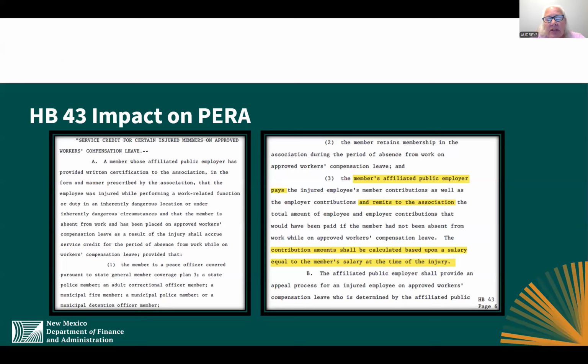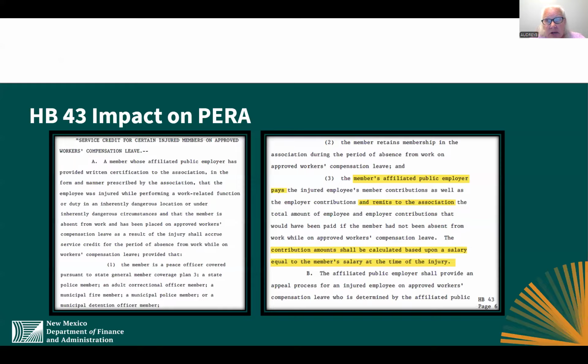Now, House Bill 43 also has in it an impact on PERA. And House Bill 43 indicates that the agencies are responsible for 100% of the PERA contributions that the employee would have contributed had they continued to be paid through the state. So this again is a very specific set of employees and a very specific reason for the absence.